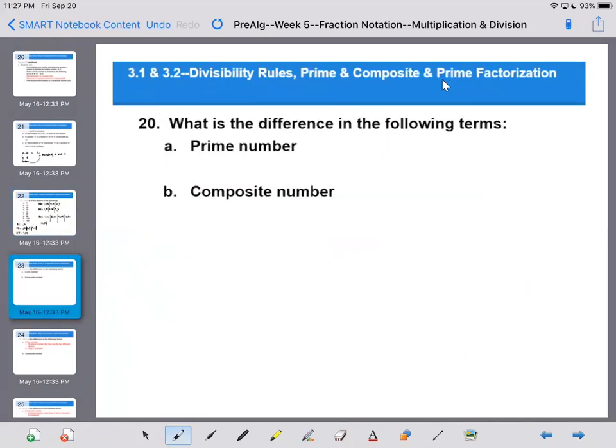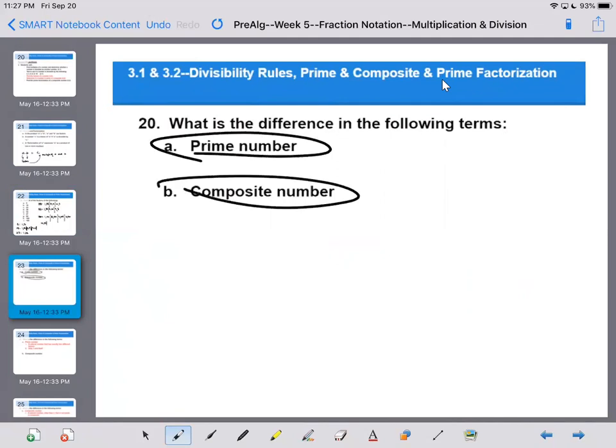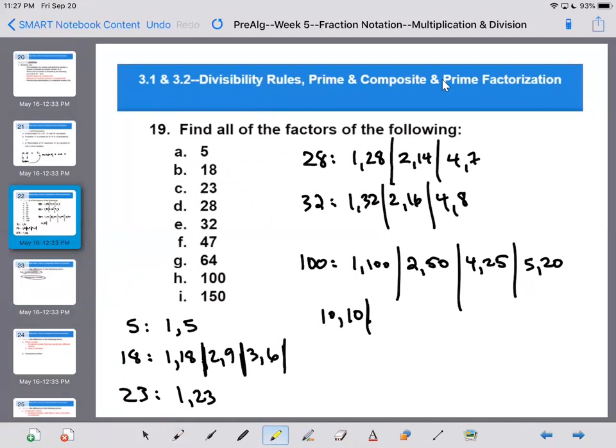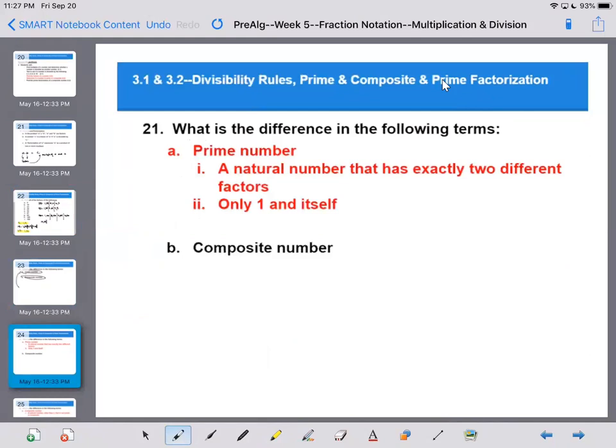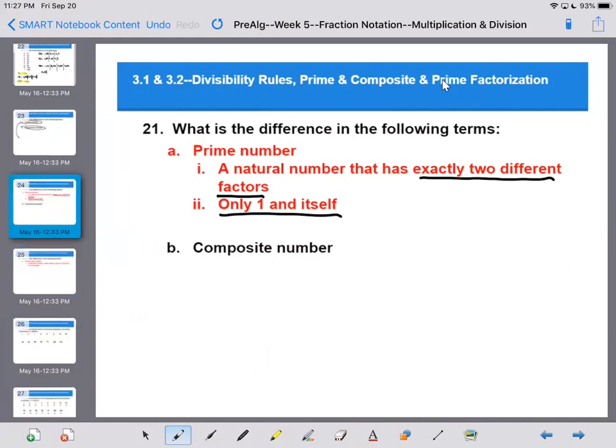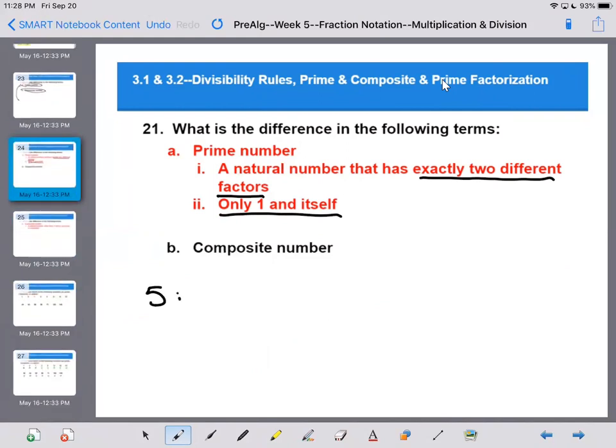When we talk about prime numbers and composite numbers, when we go back to this list here, we noticed that when we looked at 5 and we looked at 23, notice they only had 2 factors, 1 and 5 and 1 and 23. So a prime number is a natural number that has exactly 2 different factors, 1 and itself. That's a prime number. When we looked at the number 5, it was only 1 and 5. 23 was only 1 and 23. So those would be considered prime numbers.